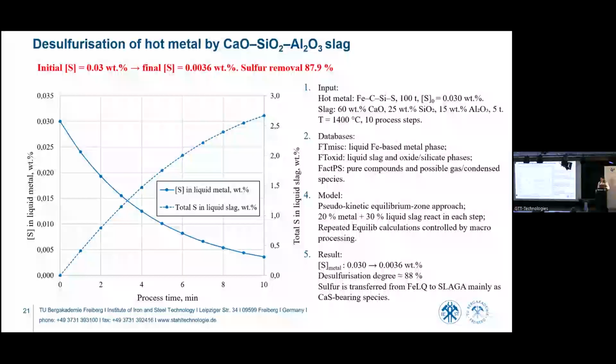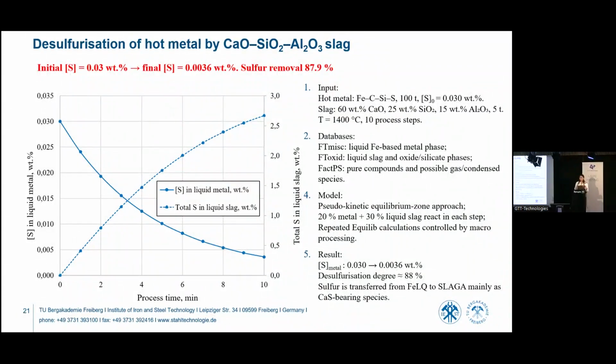So, go to the first example. In the first example, I simulated the desulfurization of hot metal by basic slag, and the calculation was done with FactSage equilibrium and controlled by macro processing.